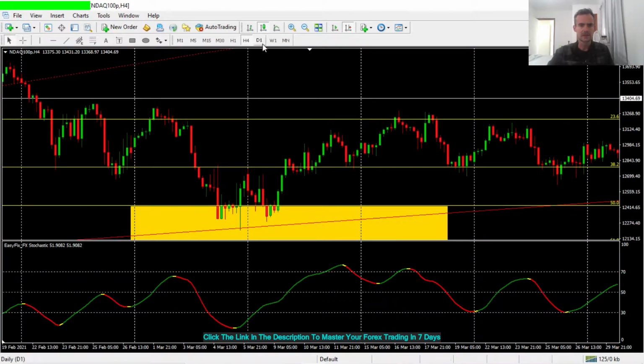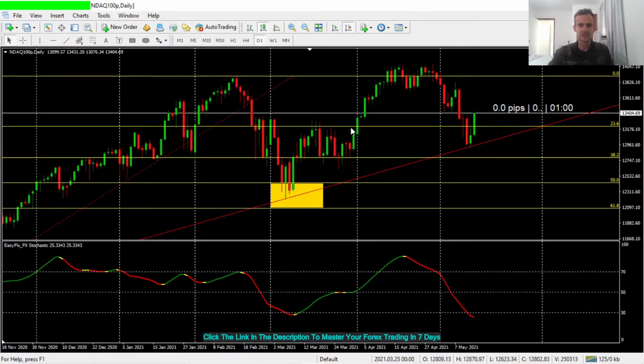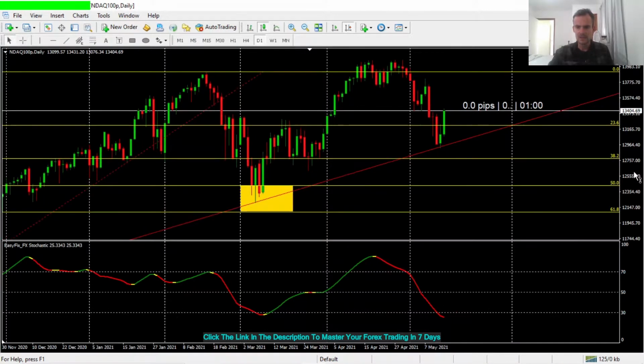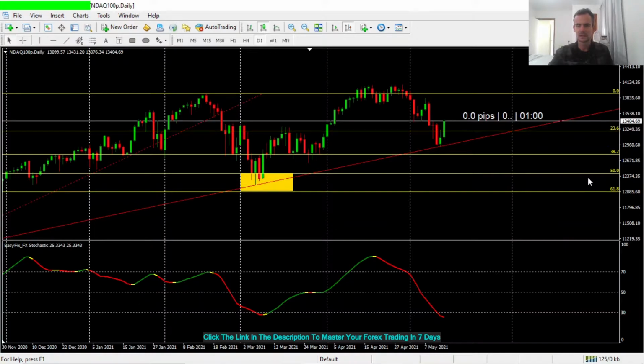So if we go back to our daily time frame, I caught some nice money on this trade. The nice thing about the fib is that you can use it as your profit targets, and you can also use it as your stop loss. So I had my stop loss just below the 61.8. Then my first target would be the 38.2 level. My TP2 would be the 23.6. My TP3 would be in between the 0 and the 23.6. And then my TP4 would be the 0 level.